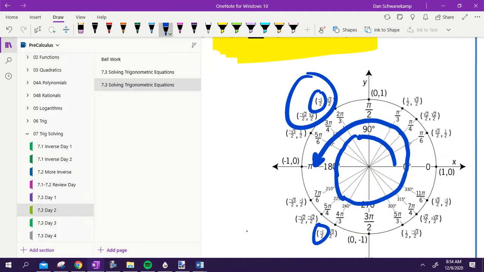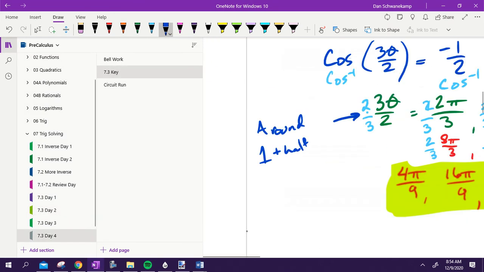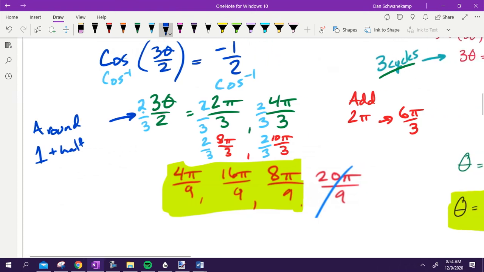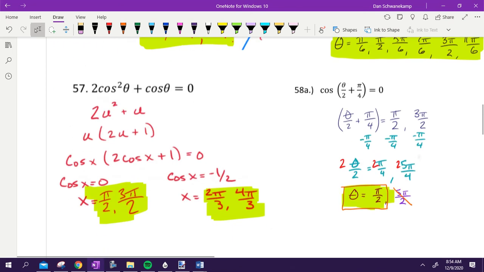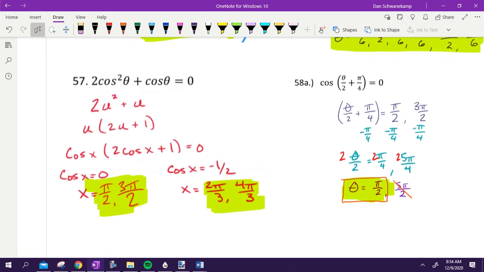It would make sense as you did the problem anyways, but that is the reason why we only get 3 answers instead of 4. Other questions there, 21, 22? Here's 57, 58. See how you did. Questions 57, 58. Ask them, please.